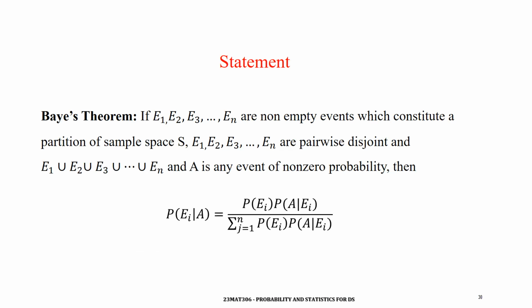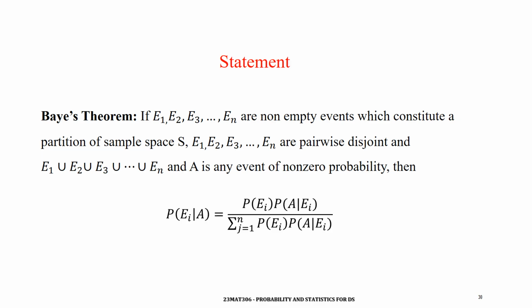The next one, we come to Bayes' theorem. So Bayes' theorem helps us find the probability of a cause given the observed result. It is widely used in fields like medical diagnosis, machine learning and decision making. So this updates prior probabilities into posterior probabilities using the new information.